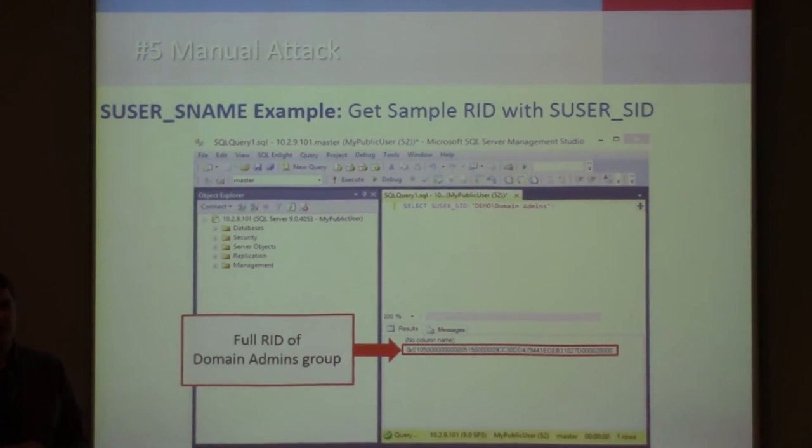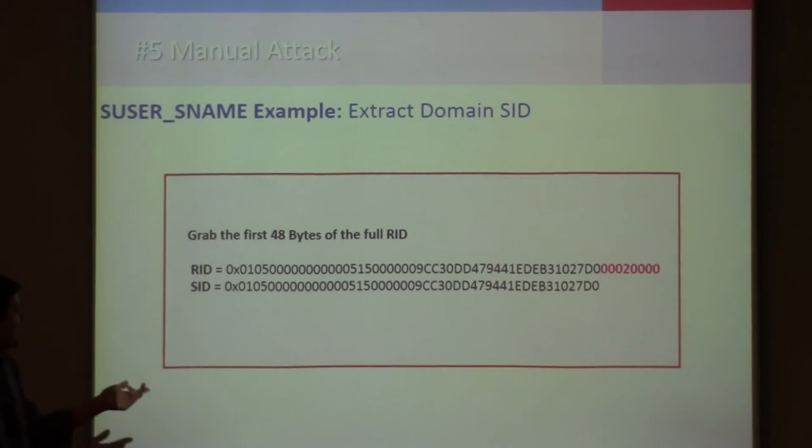We know Domain Admins is a group that exists in every Active Directory since the beginning of time, basically, right? So we can use that knowledge in this function called SUSER_SID to return the actual SID, or the RID, excuse me, the full RID of the Domain Admins group. Every domain has a unique GUID-looking thing, and every user has a number that's just concatenated to the end of that. That's what we get right out of the gate. So this is the long RID that we get.